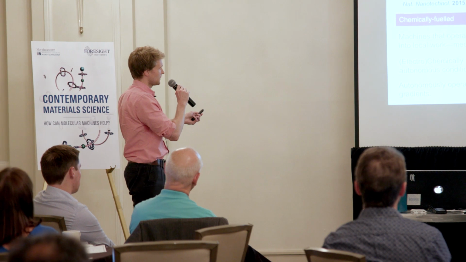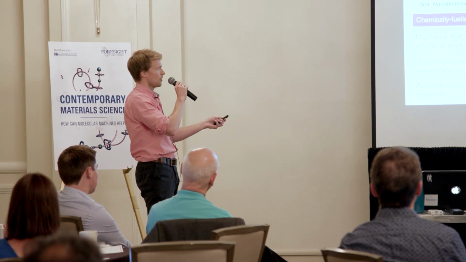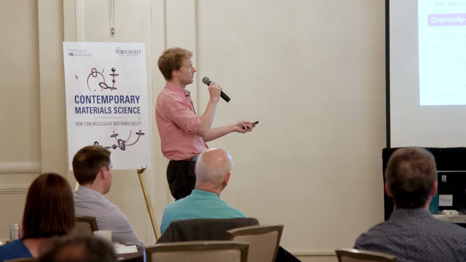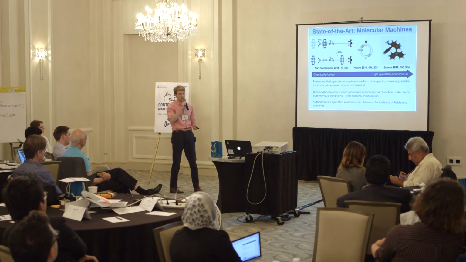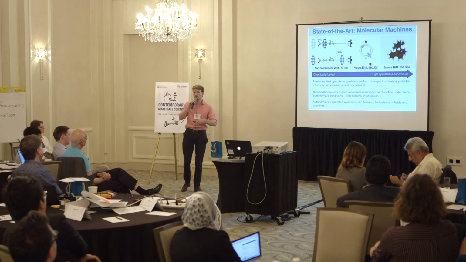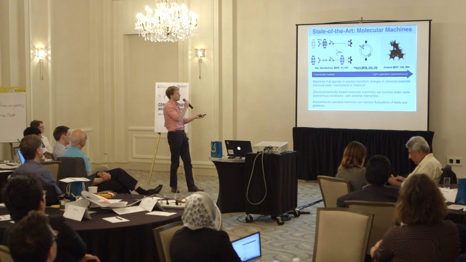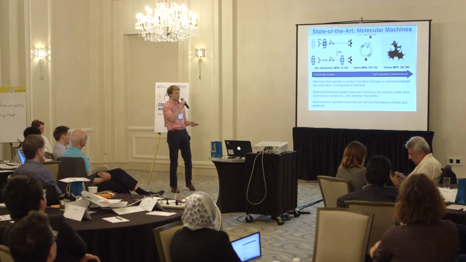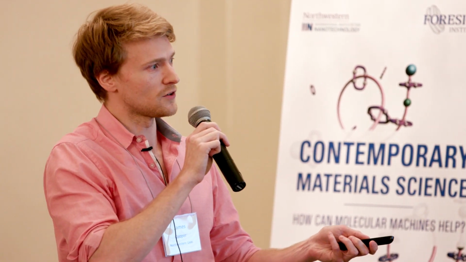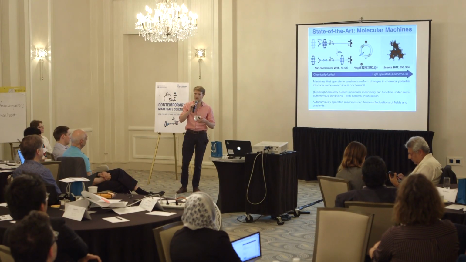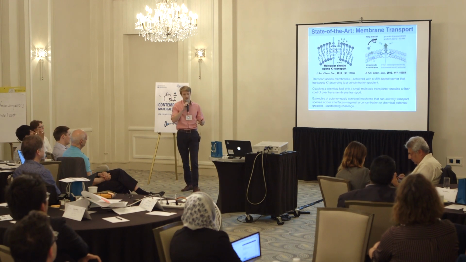So in terms of molecular machines, what is the state of the art? We've already heard over the last few days about a variety of these systems. These all operate in solution. They're chemically fueled up to light operated and autonomous. And they couple a fuel of some description to an amount of local work, but the work isn't actually turned into anything on a macro scale. And autonomously operated machines harness fluctuations of fields and gradients, and that's one of the things we're particularly interested in.